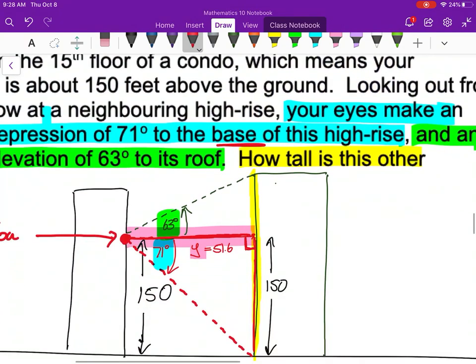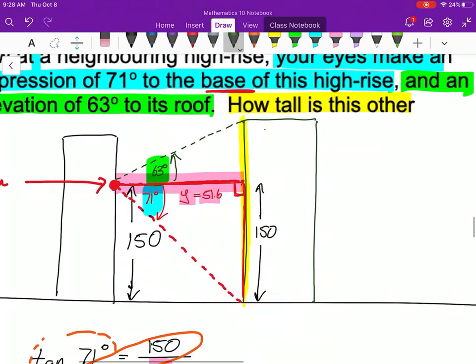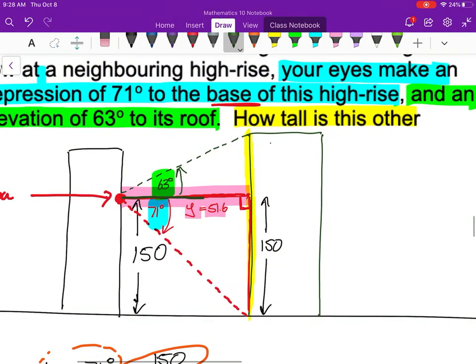And now I can look at the triangle in green. If I look at this triangle, I can now find the height of this triangle, which I'll call x. Because once I know what that height of that green triangle is, I can just add that to 150 and I'll be done. I'll know how tall this building is.